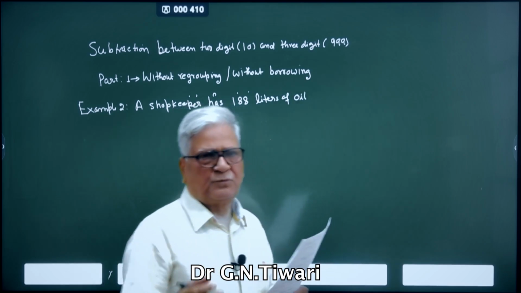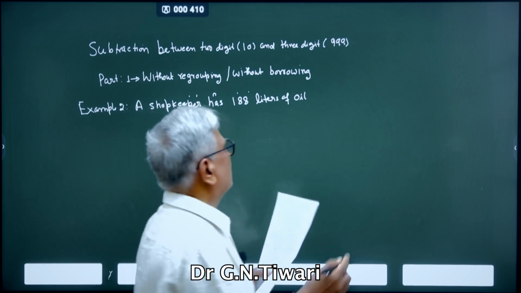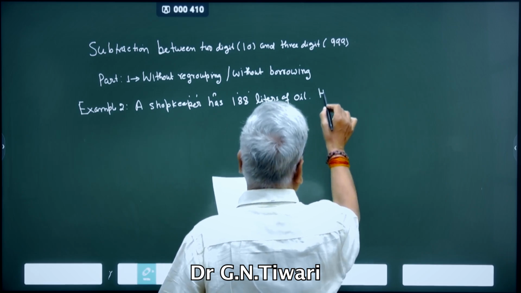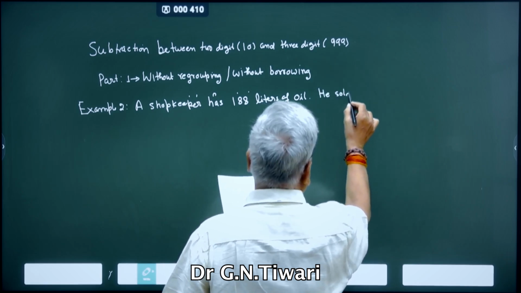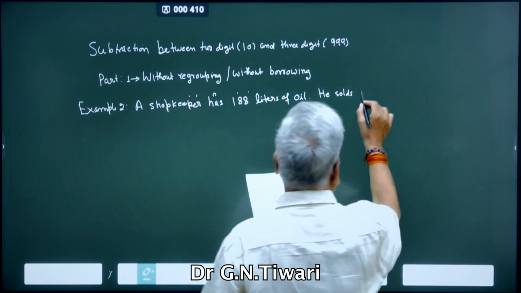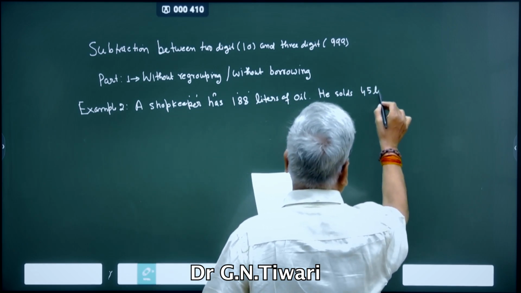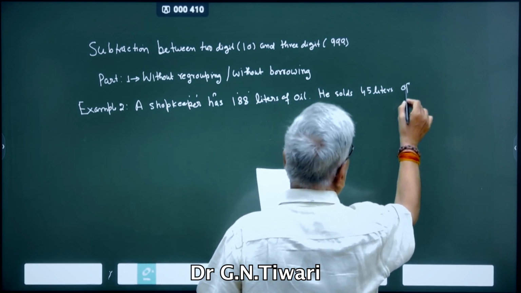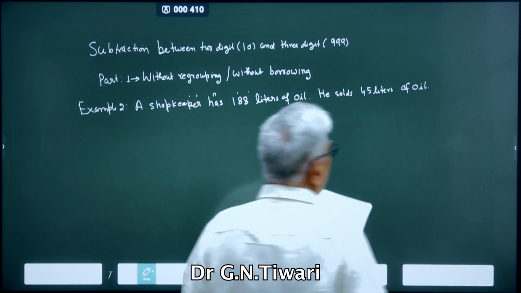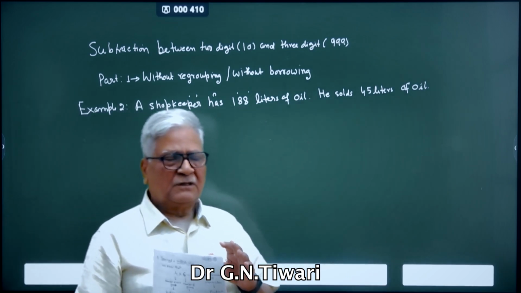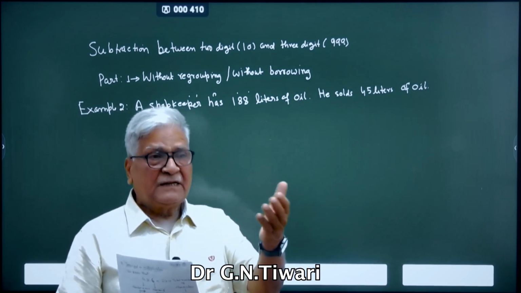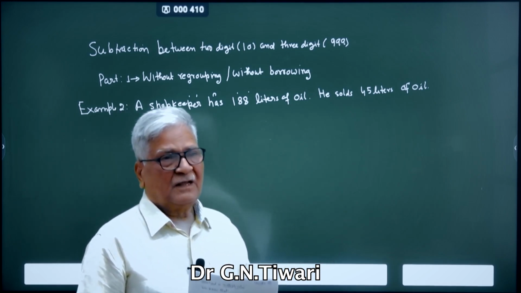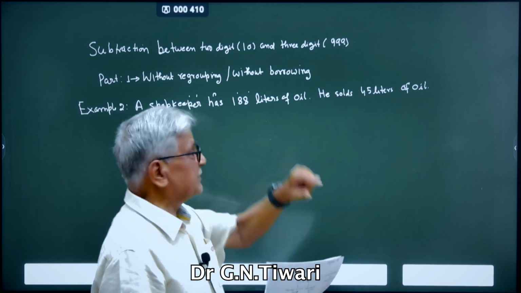Because the students used to buy the oil from the shop. He sold 45 liters of oil. In simple language, a child goes to a shop and the shopkeeper says that he had 188 liters of oil. The child needs 45 liters, so he will sell.